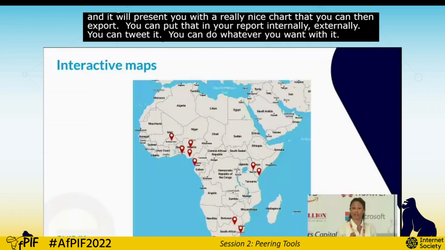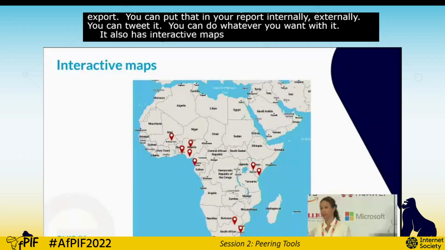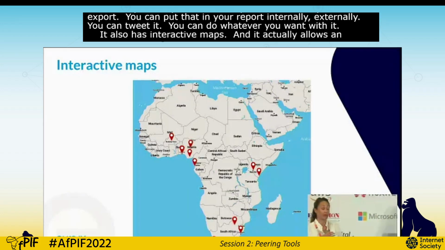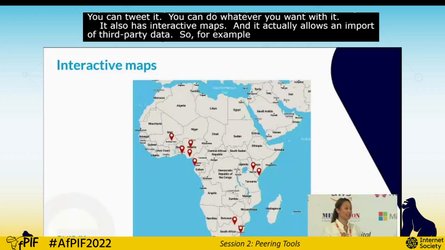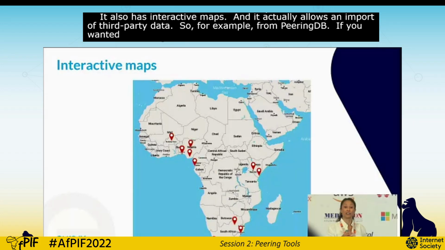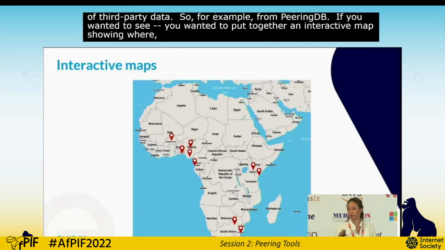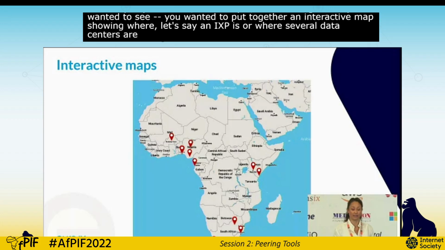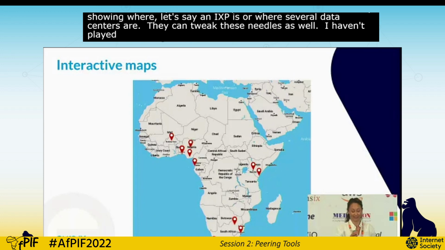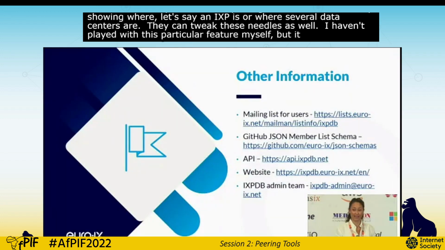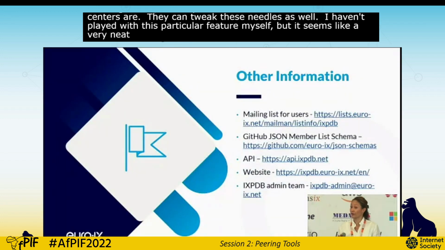It also has interactive maps and actually allows import of third-party data. So for example, from PeeringDB, if you wanted to put together an interactive map showing where, let's say, an IXP is or where several data centers are, and then you can tweak these needles as well. I haven't played with this particular feature myself, but it seems like a very neat one. So that was it, just a very quick overview.